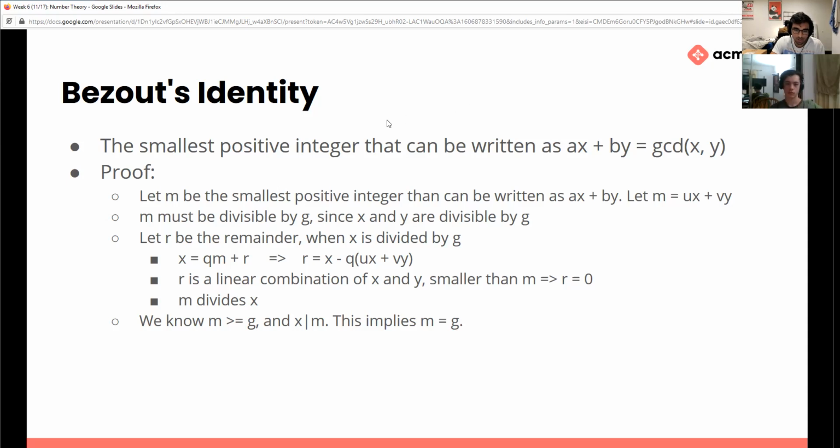Does anyone have any questions? As long as you understand the statement here, that's the most important part. Basically, we're saying that when you have a GCD, we can find some linear combination of x and y that equals the GCD.